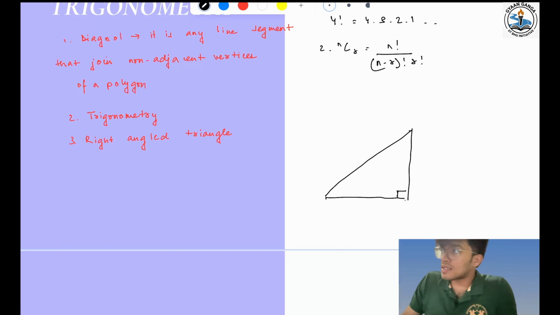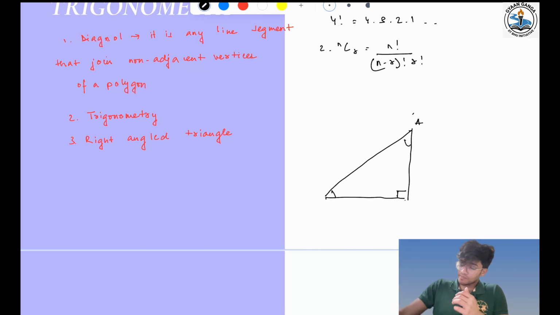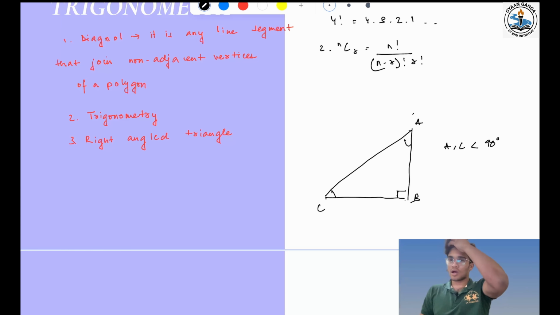One of the angles is 90 degrees, and because the sum of the angles in a triangle is 180 degrees, consequently these two angles are acute. Let's say the right angle is at angle B, then the angles A and C are acute, that is, they are less than 90 degrees. Acute angles are those angles which are less than 90 degrees. It is a necessity that the other two angles in a right angle triangle have to be acute.